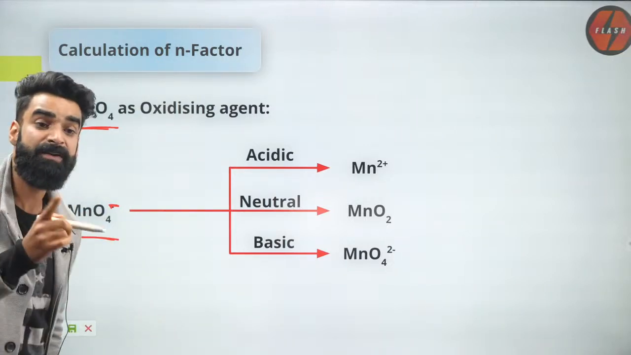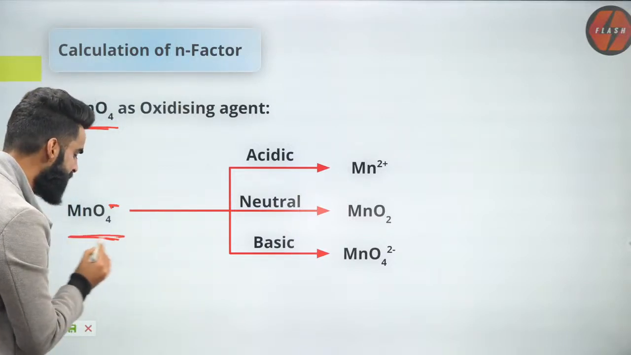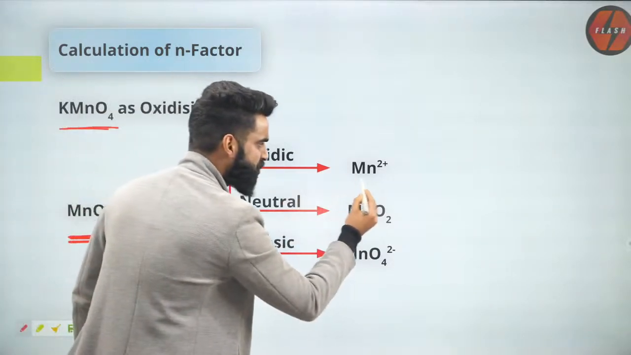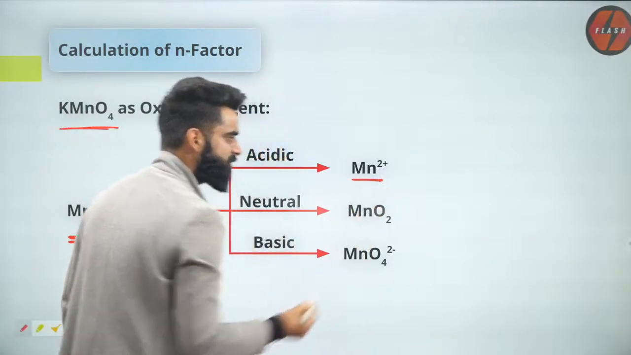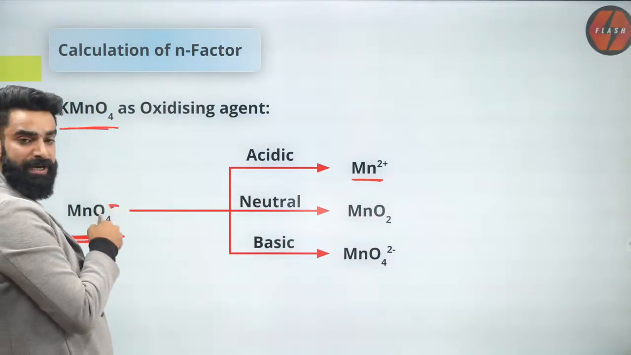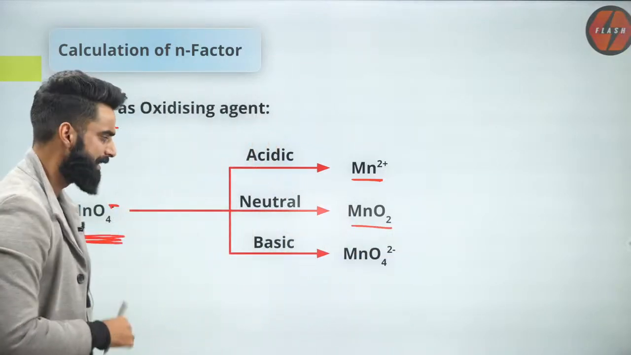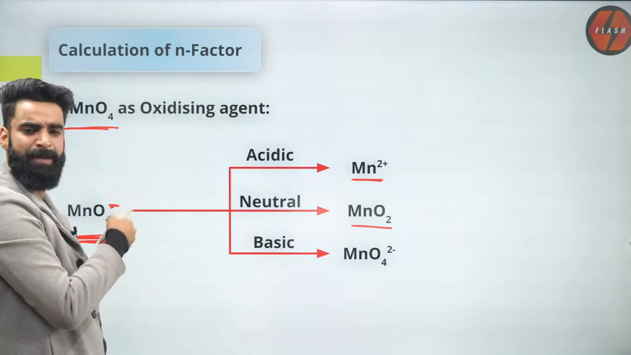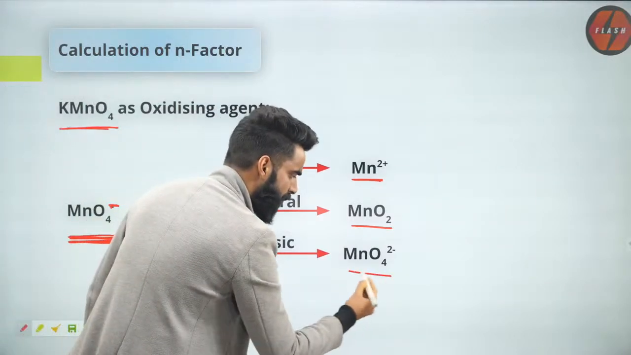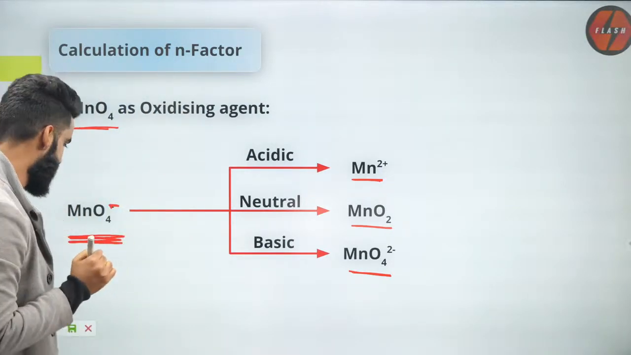Now people, remember from now onwards, in acidic medium, this KMnO4 or MnO4 negative changes to Mn2+. In neutral medium, this MnO4 negative, this KMnO4, changes to MnO2. And in the basic medium, the same KMnO4 changes to MnO4 2-, right?